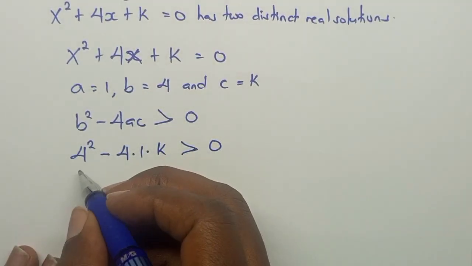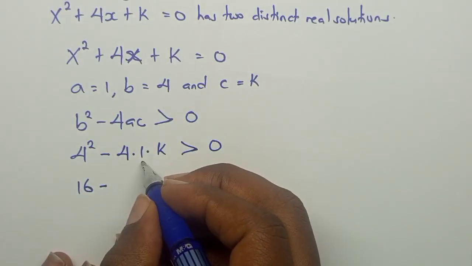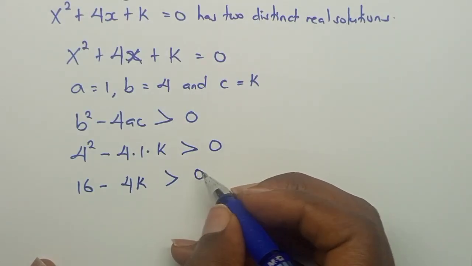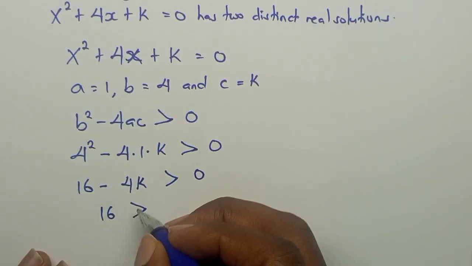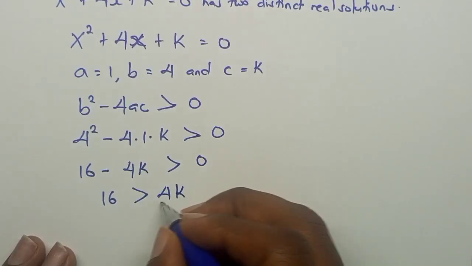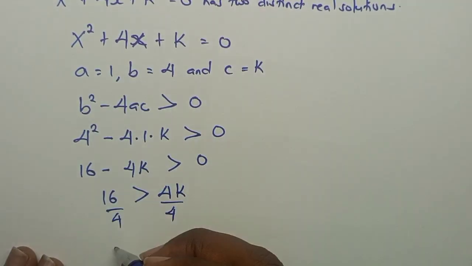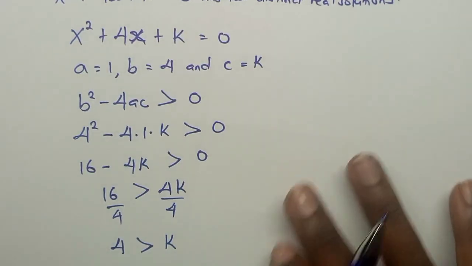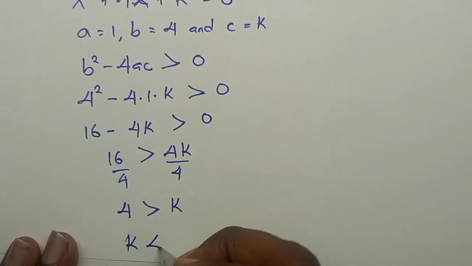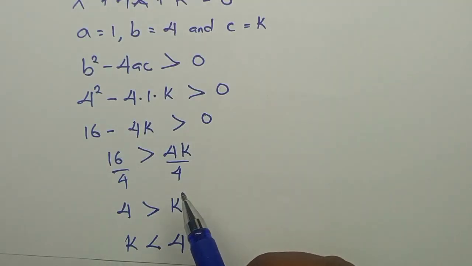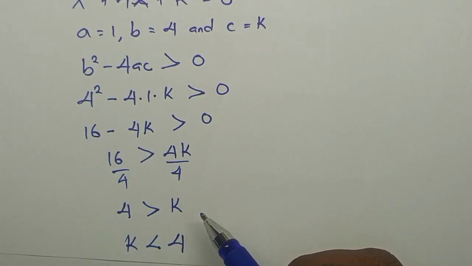So we shall have 4 squared is 16 minus 4 times 1 times k, which is 4k. This should be greater than 0. So we shall have 16 being greater than, this comes to this side to become positive 4k. We divide both sides by 4. So this becomes 4 is greater than k. If you flip it, this implies that k is less than 4. So for any values of k that are less than 4, the equation will have two distinct real solutions.